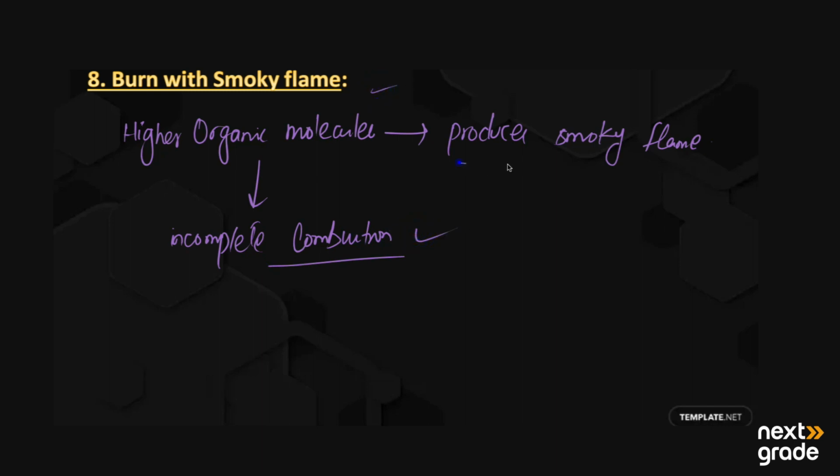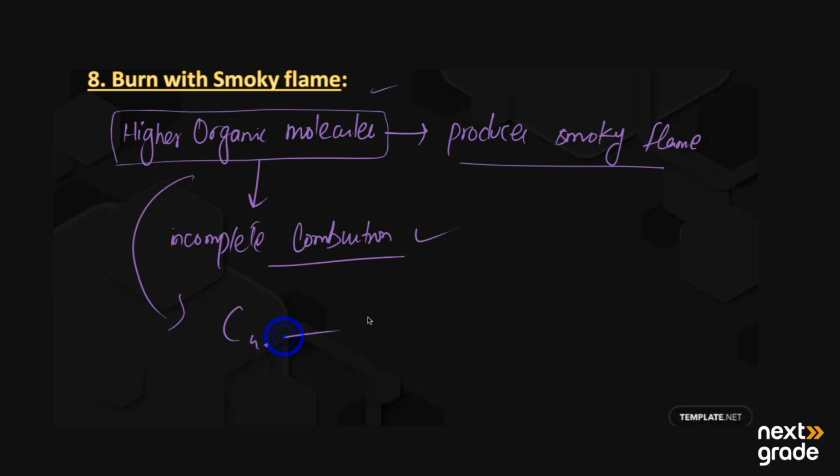They produce the smoky flame, and that is mainly produced by the higher organic molecules. Higher organic molecules mean they have a large number of carbon atoms that may run from carbon 20 to carbon 40, or maybe carbon to infinity. When we have a large number of carbon in organic compounds, then they will burn with the smoky flame.